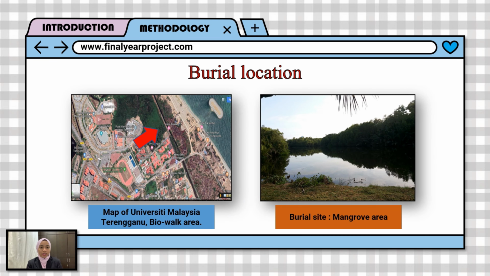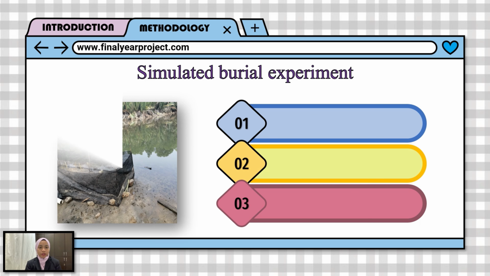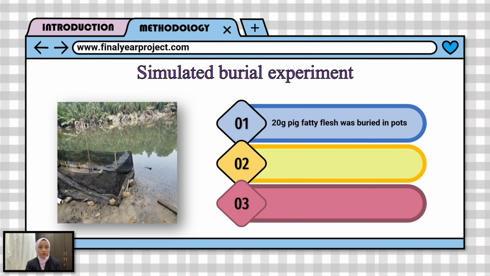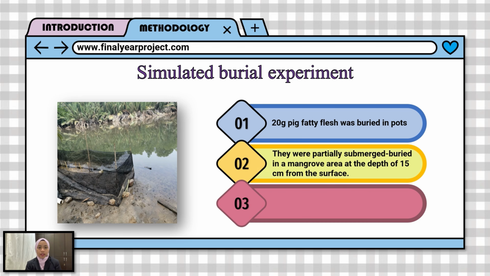Generally, the study involved 5 steps in methodology. The study was done at the mangrove area of Biowalk in University Malaysia Terengganu. Both pictures indicate the Biowalk map and also the burial site in the mangrove area. For a simulated burial experiment, 20 grams of pig fatty flesh was buried in pots, partially submerged in a mangrove soil system at a depth of 15 cm from the surface. Each burial was replicated 3 times along with the control soil.